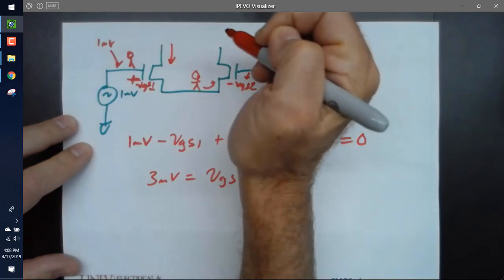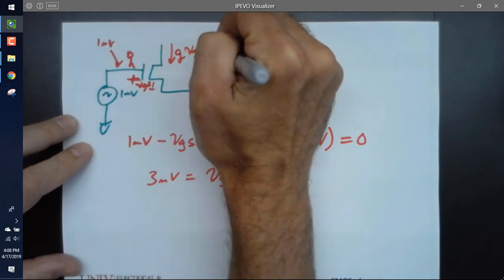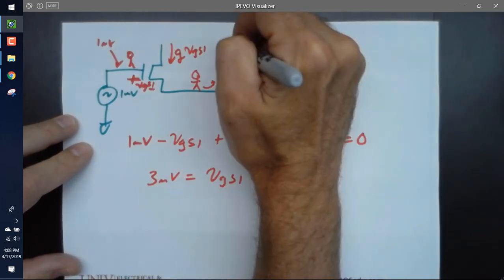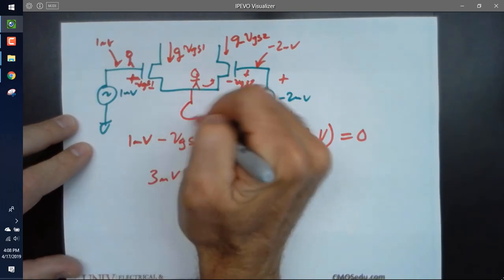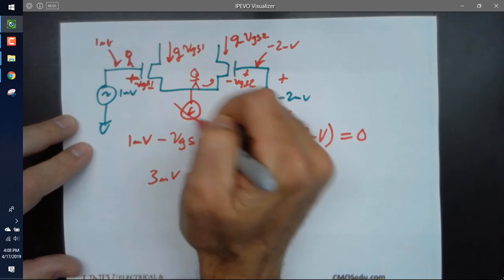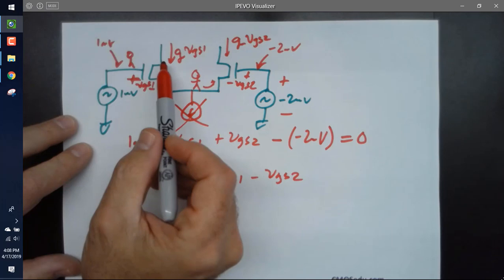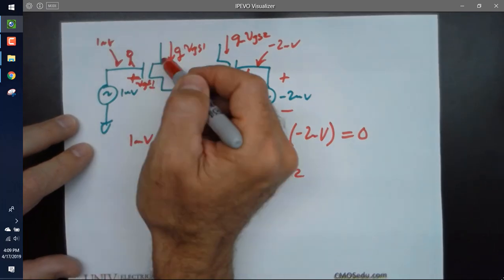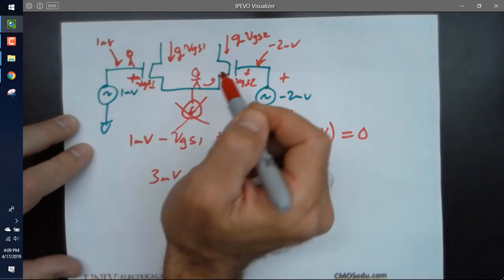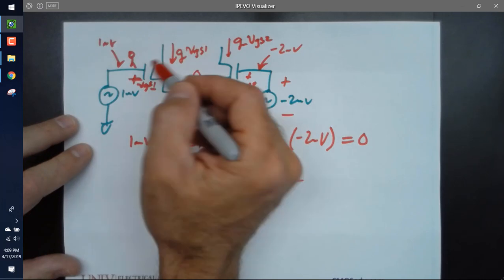This current's gm VGS1. This current is gm VGS2. And I know no AC current flows through my tail current, so I didn't even draw that. So if this was biased at 20 microamps and I said the gm VGS is 1 microamp and positive, then that means it's going up to 21. That means this would be negative and it would go from 20 to 19, so the sum stays.